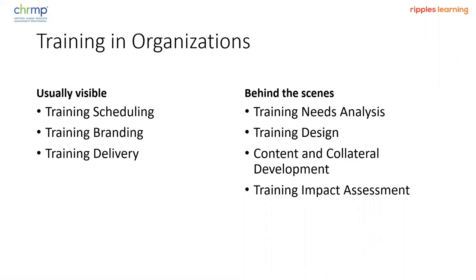So if you are a novice at this, just to give you a sense of this: when you conduct training in organizations, what is usually very visible is the training scheduling and the training branding, because you see a lot of mails, a lot of reminders going around. You might see a lot of posters in the organization. And of course, on the day of the training, you're physically involved in the training or you're engaged in attending the training online. So all of these are very, very visible things that you see happening in the organization.